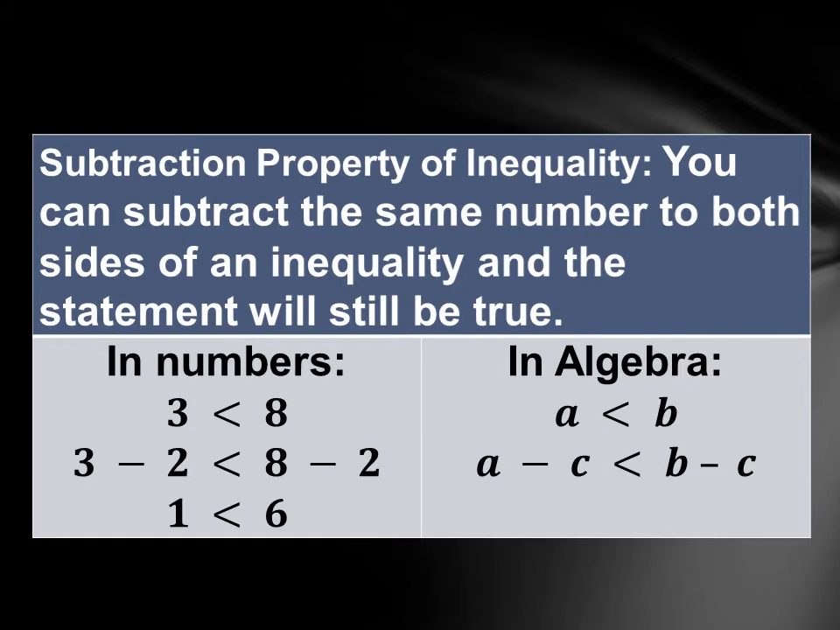Next property is the subtraction property of inequality. You can subtract the same number from both sides of an inequality and the statement will still be true. In numbers, if you have 3 is less than 8, then if we subtract 2 from both sides, we have 3 minus 2 is less than 8 minus 2. Then if we simplify, 3 minus 2 is 1 and 8 minus 2 is 6. So 1 is less than 6. It is true. While in algebra, we have A is less than B. If we subtract C from both sides, it becomes A minus C is less than B minus C.